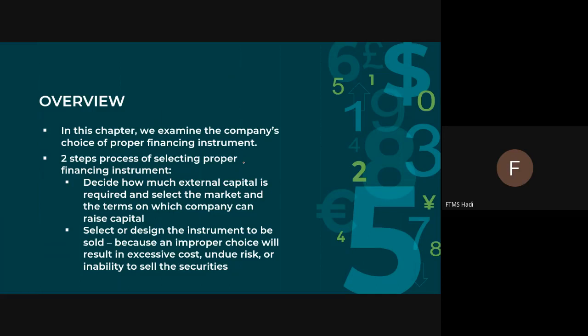In this chapter we want to see whether they are going for more financing or going without financing, just going as usual. So, in this chapter, we will examine the company's choice of proper financing instrument. There is a two-step process of selecting a proper financing instrument. The first one is to decide how much external capital, how much extra shares they need to sell to the investor, and select the market and the terms on which the company can raise capital.